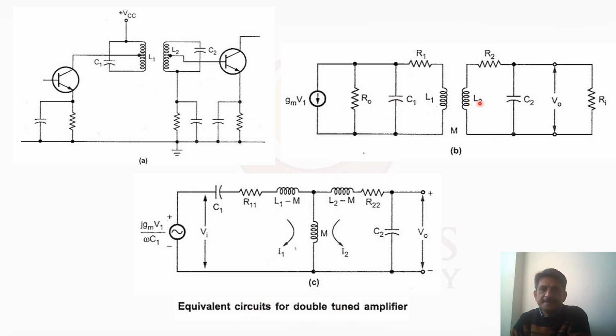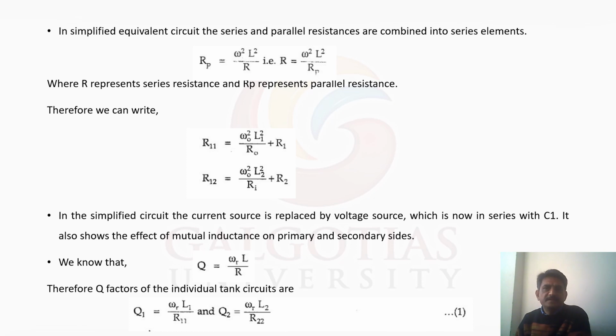It is given over here. This is L1, L2, R1, R2, and this is C1, C2. Here you can see it is further reduced as L1 minus M, L2 minus M, R2, C2, and V0. So in the simplified equivalent circuit, the series and parallel resistances are combined into series elements. So this can be written as Rp is equal to omega square L square upon R, that is, R is equal to omega square L square upon Rp, where R represents series resistance and Rp represents the parallel resistance. Therefore, you can write R11 and R22 in this way.